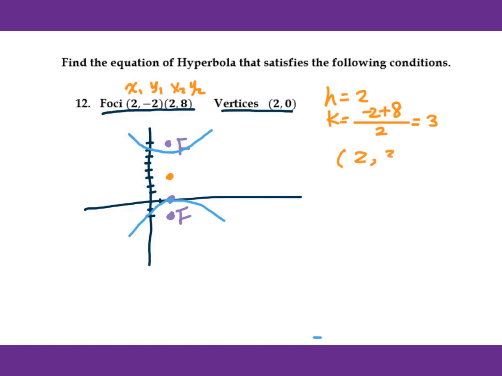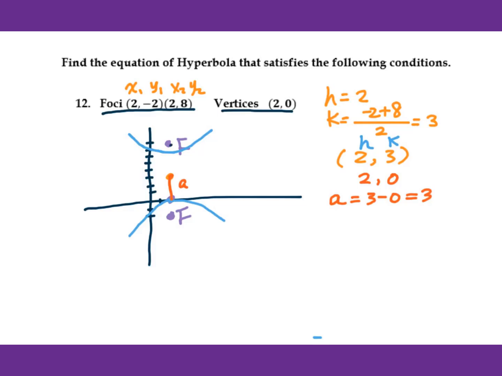So 2, 3, that will be HK. From this center, we go to vertex, that will be A. For the vertex, we have 2, 0. Therefore, A equals 3 minus 0 equals 3.